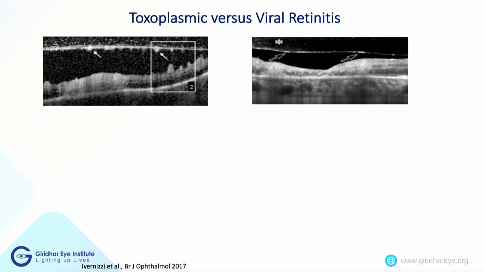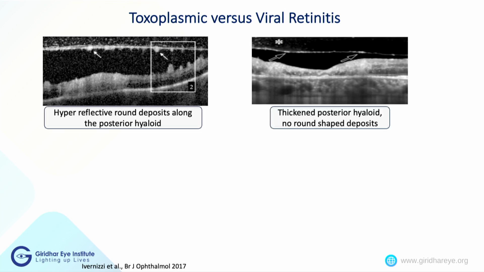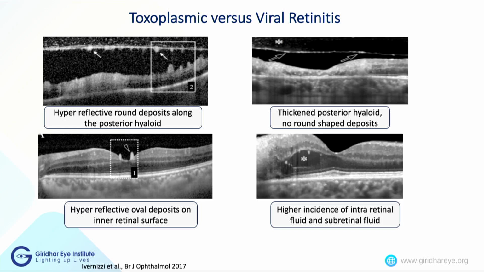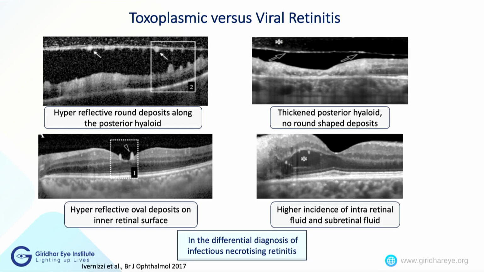There are some more differences. In toxo, we see this characteristic round deposits along the posterior hyaloid, which is usually not seen in viral, and hyperreflective deposits on the inner retinal surface in toxo, whereas there is more chance for IRF and SRF in viral. See, these are not 100%, but these are points which will help us to make a differentiation.